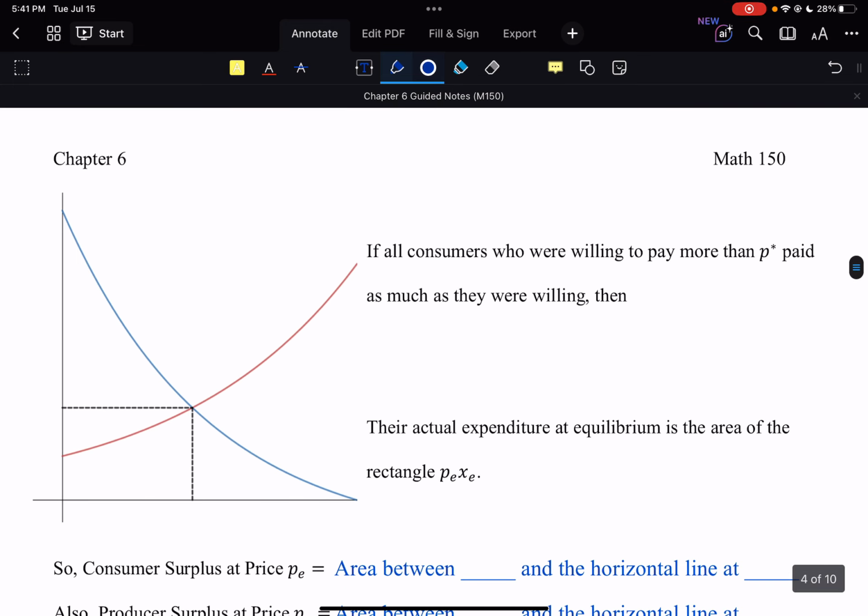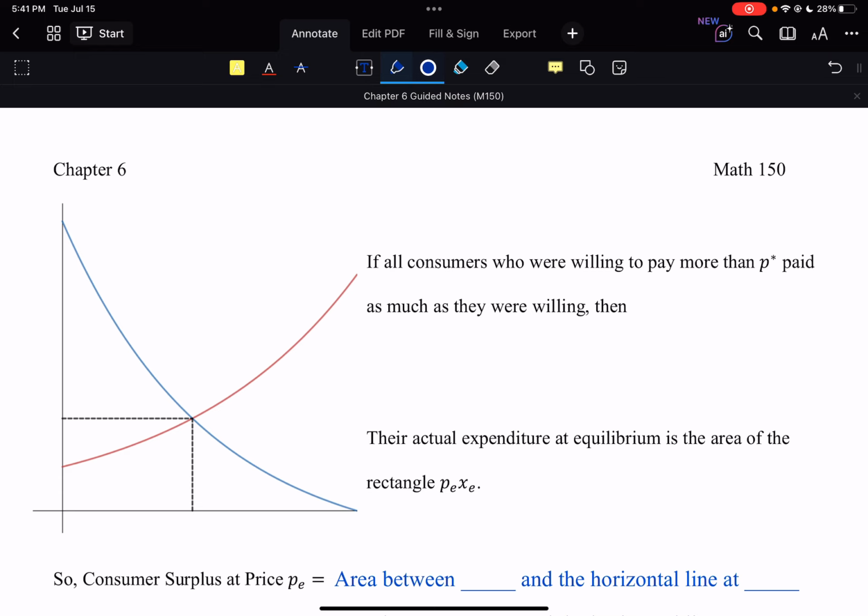Now, how do we calculate these? Well, if all consumers who were willing to pay more than, I need to fix this, this is P star. If you look in other texts, they'll sometimes use the star notation instead of the E notation. So if you see that anywhere, it's the same thing, but this is P sub E. If all consumers who were willing to pay more than the equilibrium price paid as much as they were willing, then that would give us what we call total consumer expenditure.